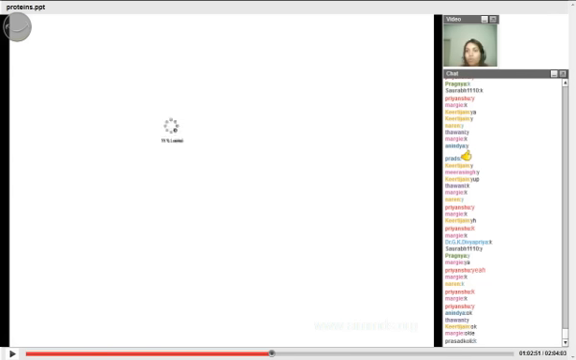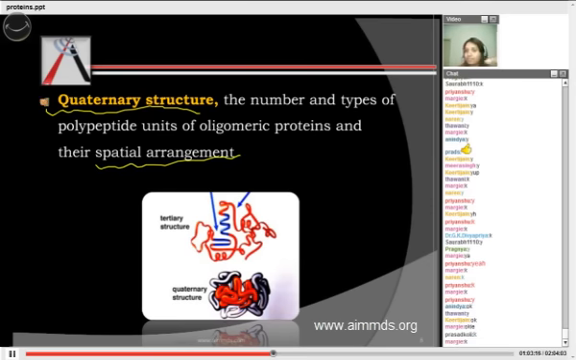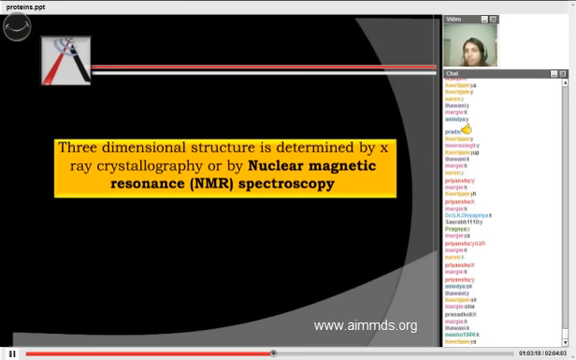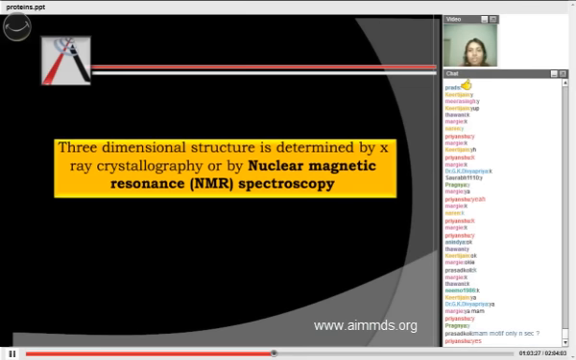But some of the large proteins go to the quaternary structures, where there is a typical spatial arrangement. Lots of tertiary structures will come and be arranged in space in a typical geometry, giving them a quaternary structure. Is that fine? Is that clear? Now we can study the three-dimensional structure of protein by X-ray crystallography or by nuclear magnetic resonance spectroscopy. This is for MCQ.